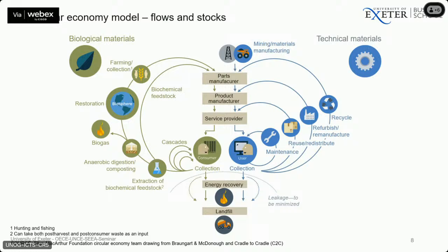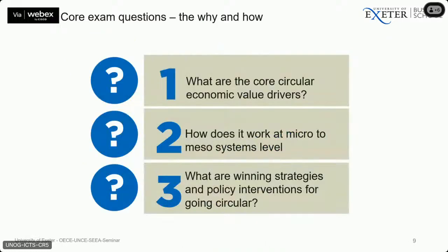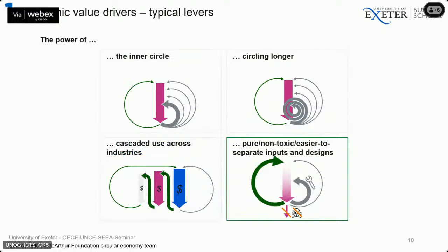So the idea is to keep products as long as possible at the highest level of service. Versus on the biological side, the idea is to release products post-use into the environment so that they can substitute the biological feedstock and do not destroy it with pollutants and externalities. Now, the question we typically get is, what are the core value drivers and how does it actually happen at micro and meso level, and what are winning strategies? And I will walk through this in the next couple of minutes.